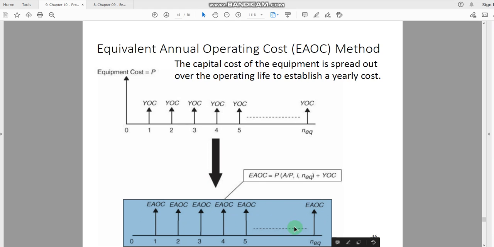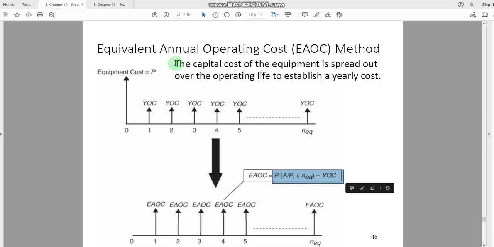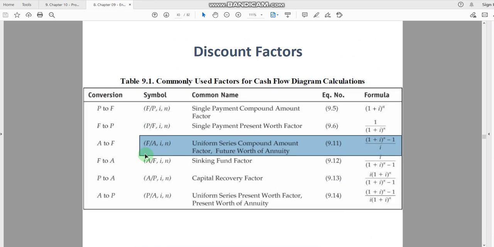We can do this analysis, and here you can see the equation for estimating the equivalent annual operating cost. We have to use this equation, A by P. For A by P, you can go with this graph here.